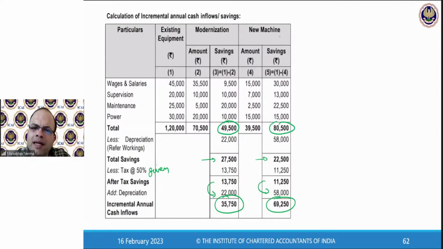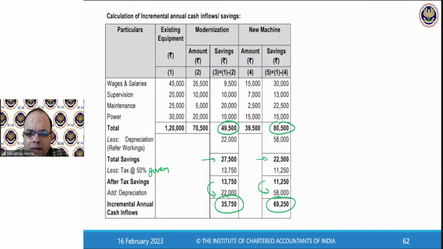What could have been the other method, guys? Anyone remembers that? Modernization and new machine. Other method, does anyone remember? 49,500, 80,500. If we straight away go for a tax here, 24,750, 40,250. If I ignore the depreciation altogether, we get 24,750 and 40,250.